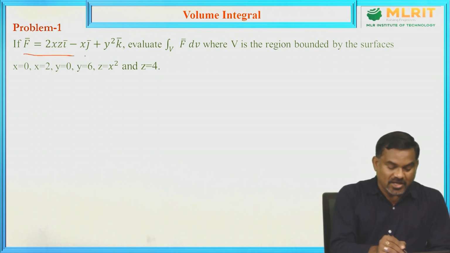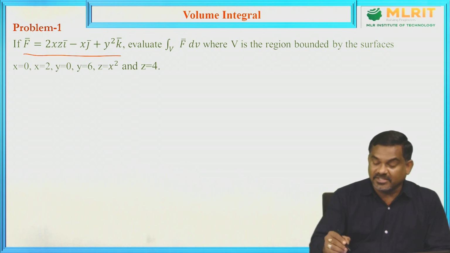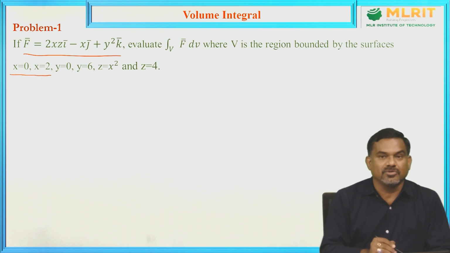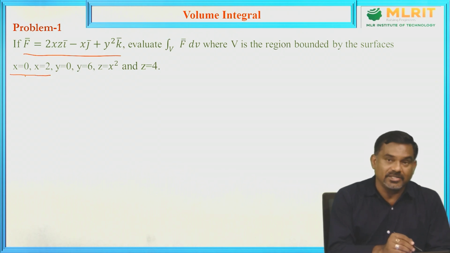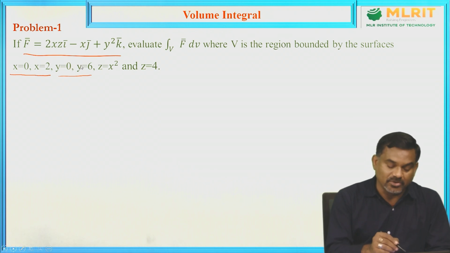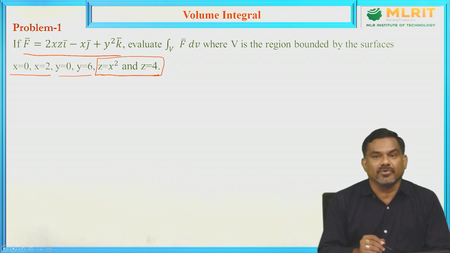Let us solve one problem of finding volume integral. A vector f bar is given. Evaluate volume integral f bar dv, where V is the region bounded by the surfaces x equal to 0, x equal to 2, which indicates x varies from 0 to 2, y equal to 0, y equal to 6, so y changes from 0 to 6, and z is given in terms of the variable x: z equal to x square and z equal to 4. So z changes from x square to 4.